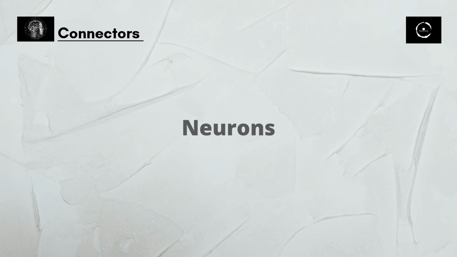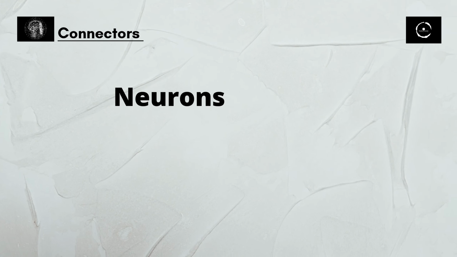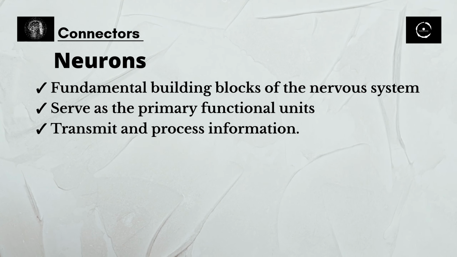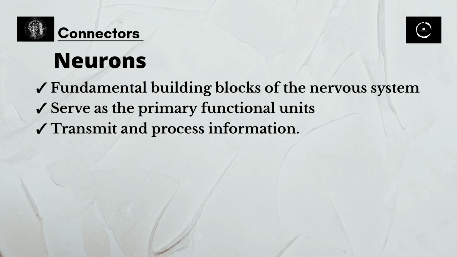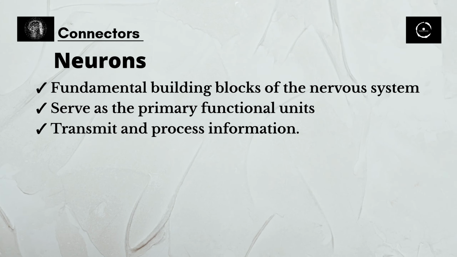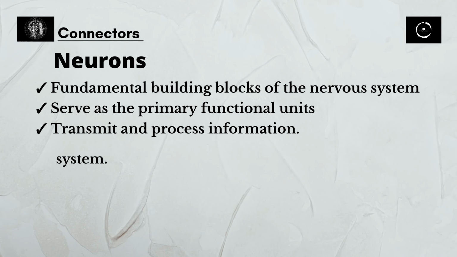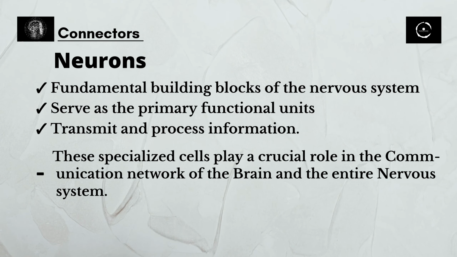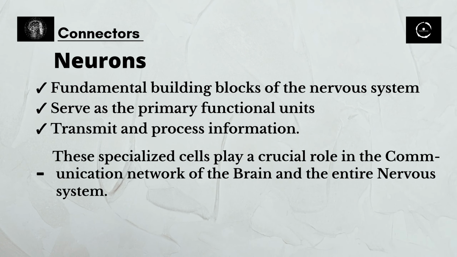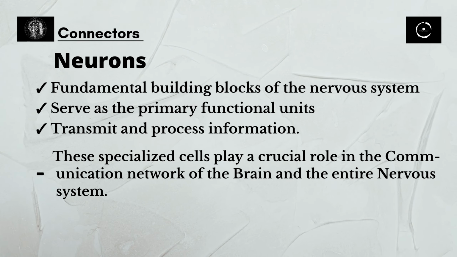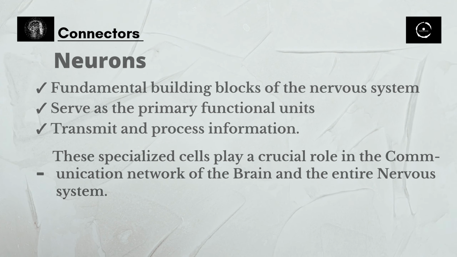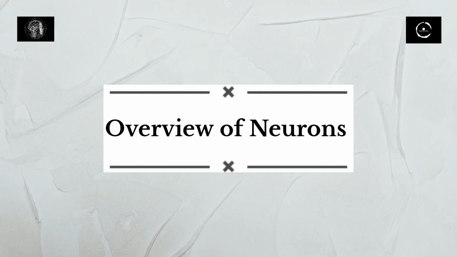First of all, the neurons. Neurons are the fundamental building blocks of the nervous system, serving as the primary functional units that transmit and process information. These specialized cells play a crucial role in the communication network of the brain and the entire nervous system. Here's an overview of neurons.